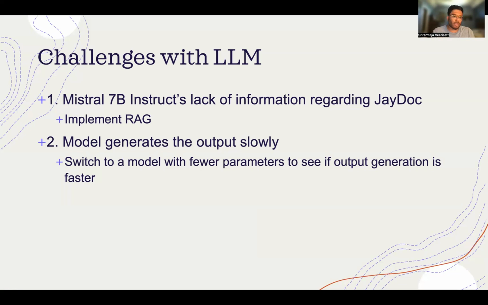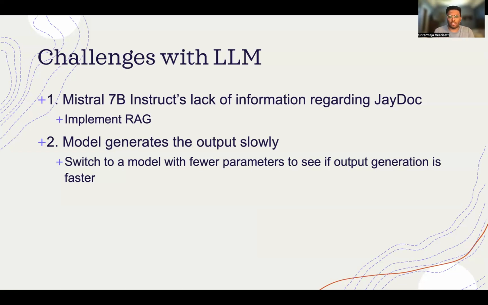Number two, I have also been noticing that the model generates the output pretty slowly. And I think there's a couple of reasons why. Everything from the size of the Mistral 7b instruct model, the version I'm using is rather large, plus the fact that it has to connect to a database and get all relevant information is making the output a lot slower to generate.